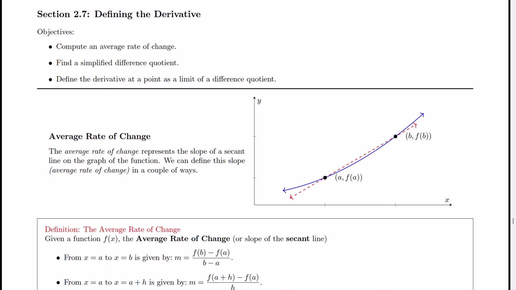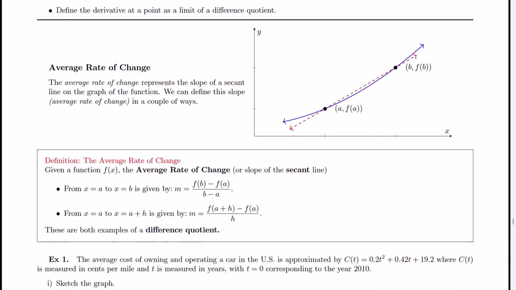And this is just a fancy way of saying the slope of a secant line, but we're using calculus language. So instead of calling it the slope of a secant line, we will be calling it the average rate of change. So what do I want you to imagine here?